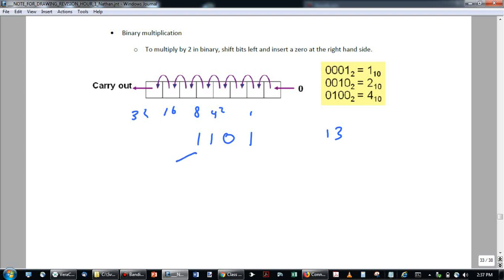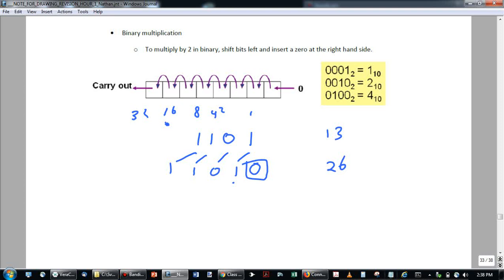If I move these guys over one column and then I put a 0 in on the end here, this is a new 0. What have I got now? I've got 16 plus 8 is 24 plus 2 is 26. That's double the value I had before. Why is it double? Because I shifted to the left. Each column is worth double its neighbor to the right. So if I move things that way, I'm going to double each value. So it's gone to 26.